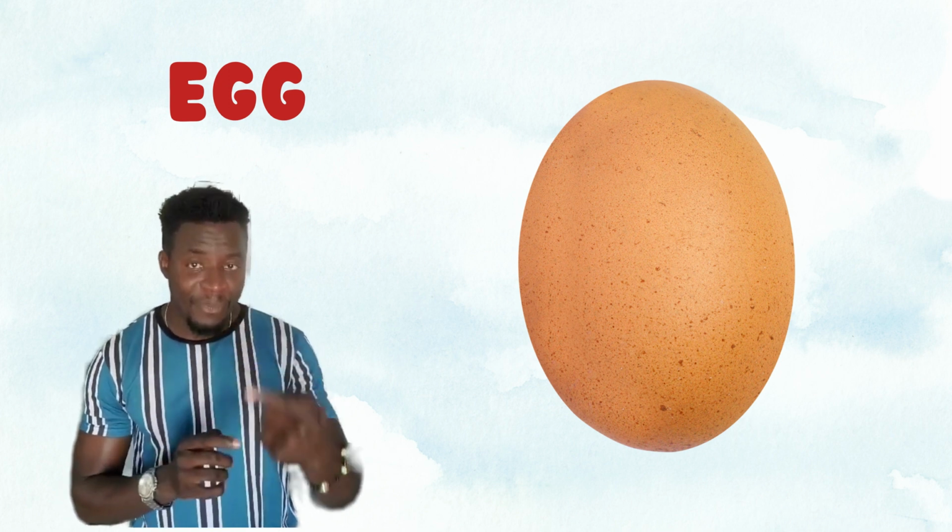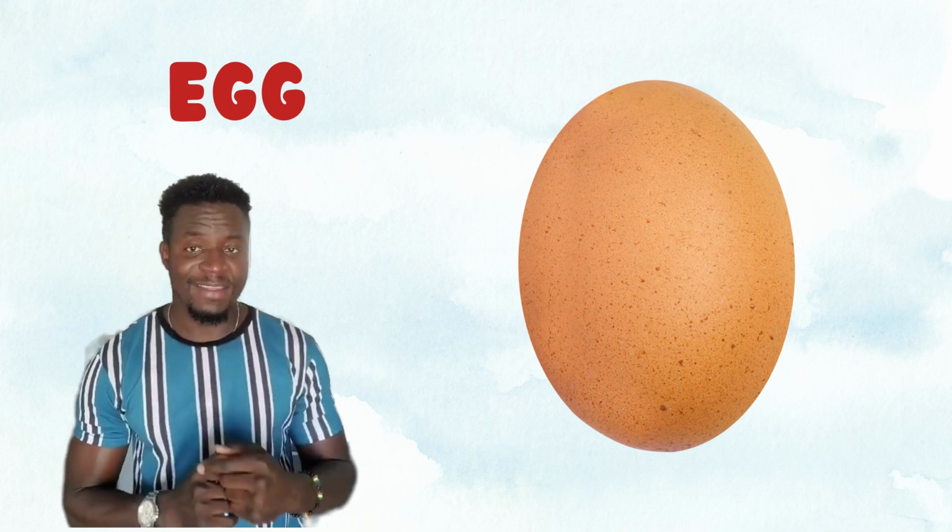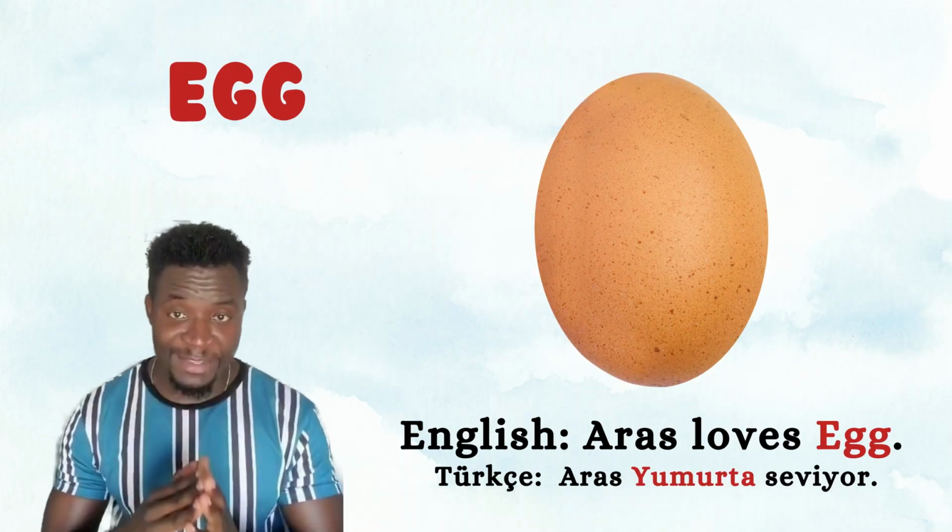It is E-G-G. Egg. You see right here? This is the word. Egg. All right? So say it after me. Egg. Okay? So the word is egg. All right? Repeat after me once more. Egg. You smart.